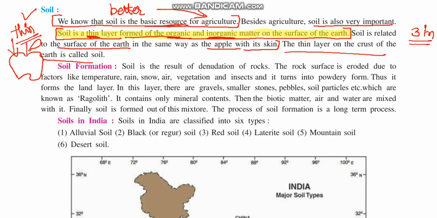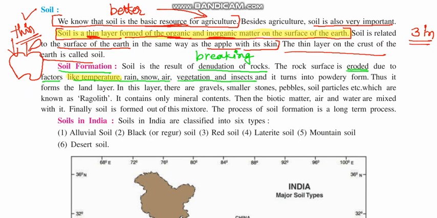Now the next topic is soil formation, how soil is formed. Soil is the result of denudation of the rock. Denudation means breaking down of the rocks. The rock surface is eroded. Eroded means broken down, due to factors like temperature, rain, snow, air, vegetation, and insects. Rocks are broken into small granules. Now why are they broken? Because they are mainly broken due to such kinds of factors.